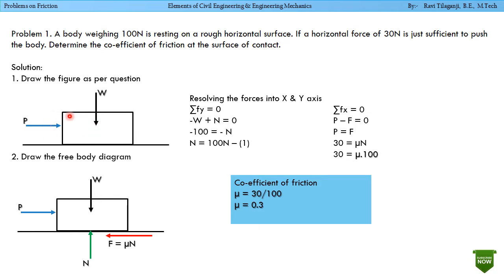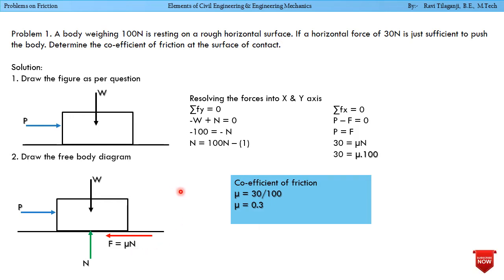So let us draw the free body diagram for this particular figure. So the free body diagram for the above figure is like this. So weight is acting downwards, horizontal force is acting P. Normal reaction from the horizontal surface is N, and for the P horizontal force, opposite frictional force is F. F equals mu into N.